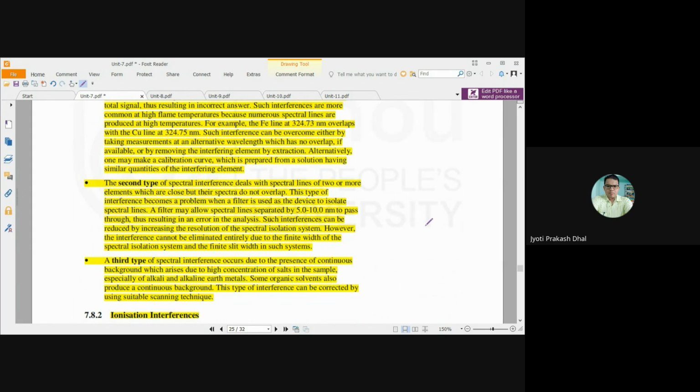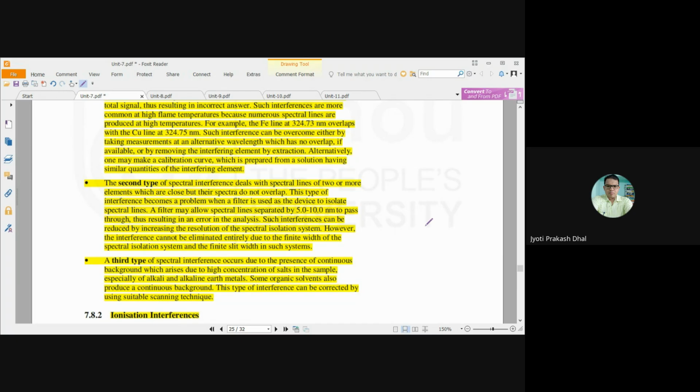The second type of spectral interference deals with spectral lines of two or more elements which are close but whose spectra do not overlap. This type of interference becomes a problem when a filter is used as the device to isolate the spectral lines. A filter may allow spectral lines separated by 5 to 10 nanometer to pass through, thus resulting in an error in the analysis. Such interference can be reduced by increasing the resolution of the spectral isolation system. However, the interference cannot be eliminated entirely due to the finite width of the spectral isolation system and its slit.